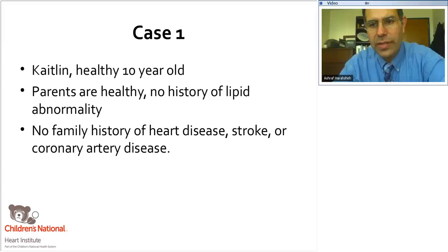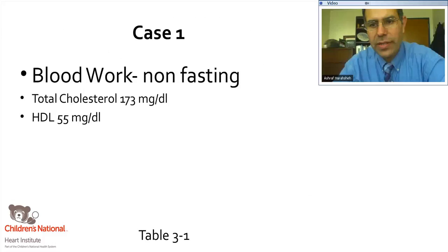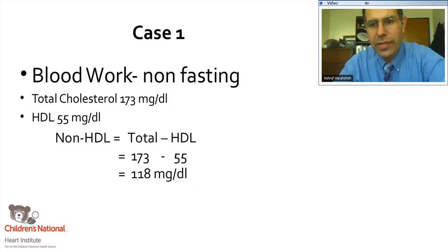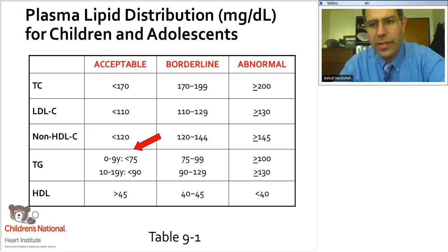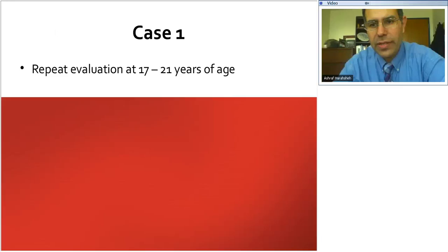We'll go now with some cases, and feel free to ask me questions. Caitlin is a healthy 10-year-old whose parents are very healthy, with no history of lipid disorders, and no family history of cardiovascular disease, stroke, or coronary artery disease. So in this child, if you look at table 3.1 in the guidelines, you would see that part of the recommendation is to obtain a non-fasting lipid profile. Her total cholesterol was 173 milligrams per deciliter, and her good cholesterol, HDL, was 55 milligrams per deciliter. This gives us a non-HDL of 118, and based on the guidelines, such patients should be congratulated and told to continue with a healthy lifestyle and repeat their profile between the ages of 17 to 21 years.